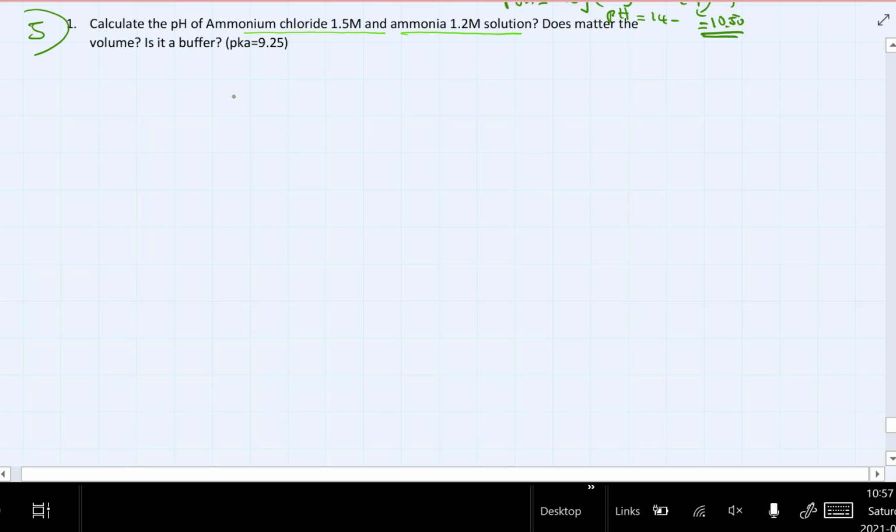And does the volume matter to be a buffer and what it is, right? So let's see that one. Ammonium chloride, and we know that ammonia is the base and ammonium chloride is the conjugate acid, and then cancel the chloride, it's no use.